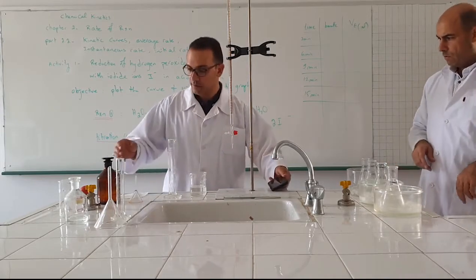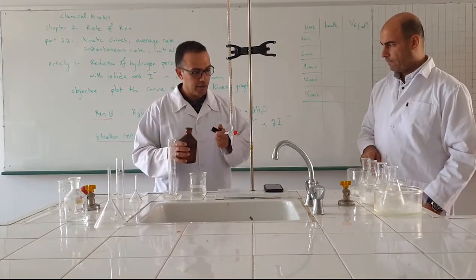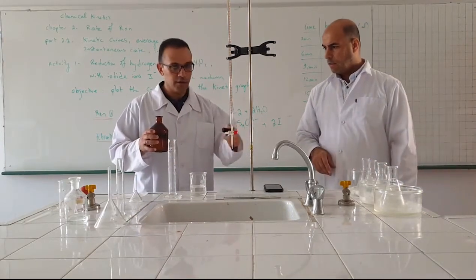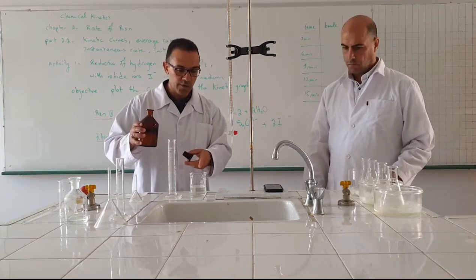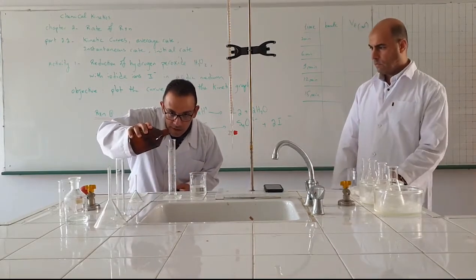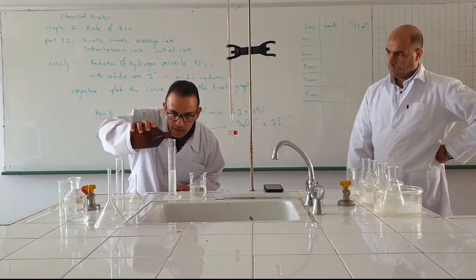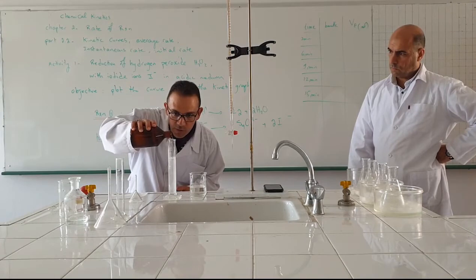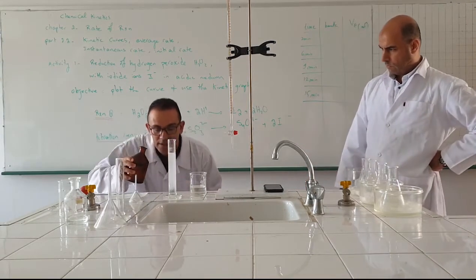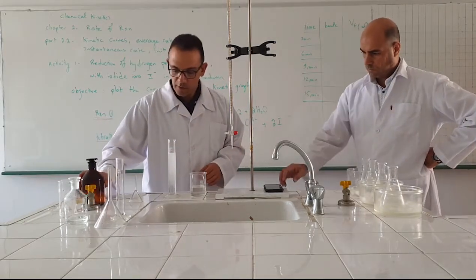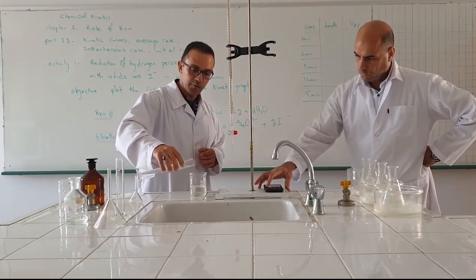Before adding, prepare the stopwatch so that we start recording the time at the moment of mixing the hydrogen peroxide solution with the potassium iodide and the sulfuric acid solution. I'm pouring 100 milliliters of hydrogen peroxide into a graduated cylinder. Now, add this 100 milliliters of hydrogen peroxide.